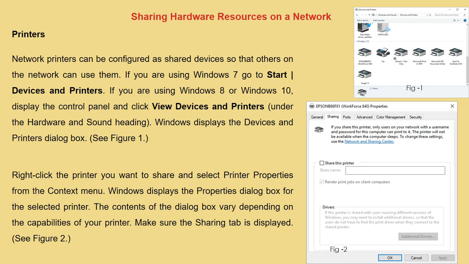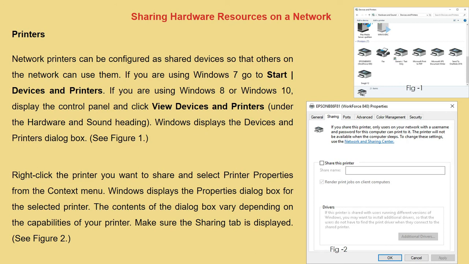Okay, so let's see how the printer is to be shared on the network. What is the procedure for sharing the printer? A network printer can be configured as a shared device so that others on the network can use it. If you are using Windows 7, then go for which option? Go to the Start option. Inside the Start option, write down devices and printers, or you can go to the Control Panel. From the Control Panel also you can select the devices and printers option.